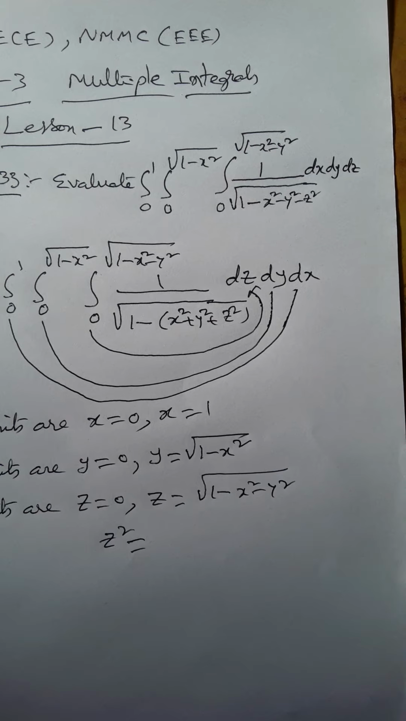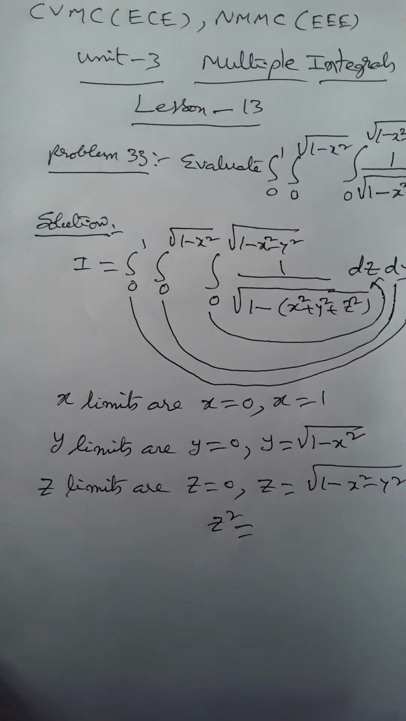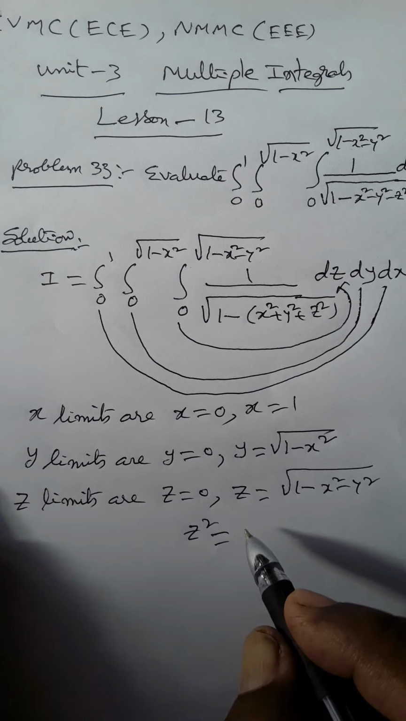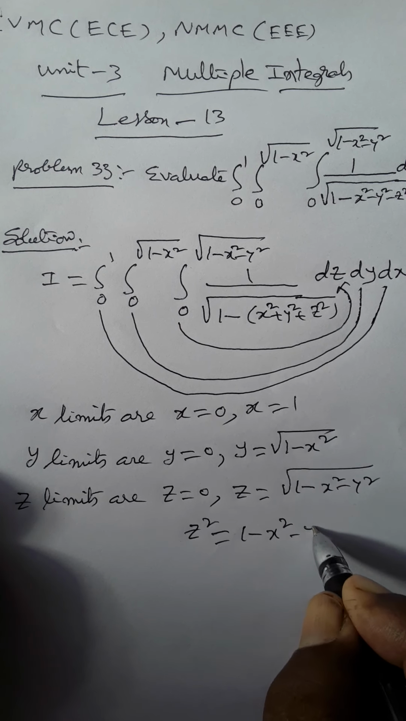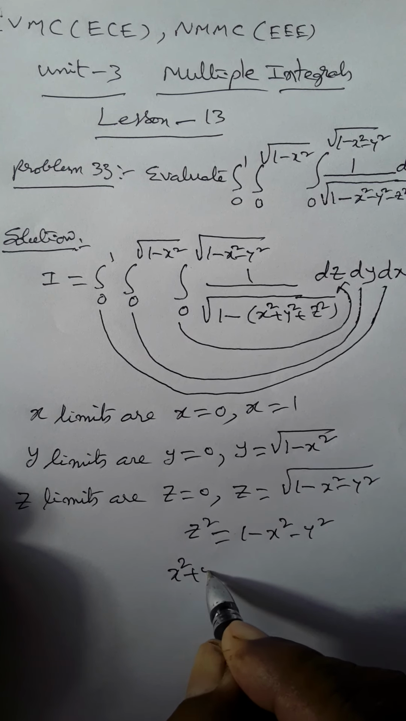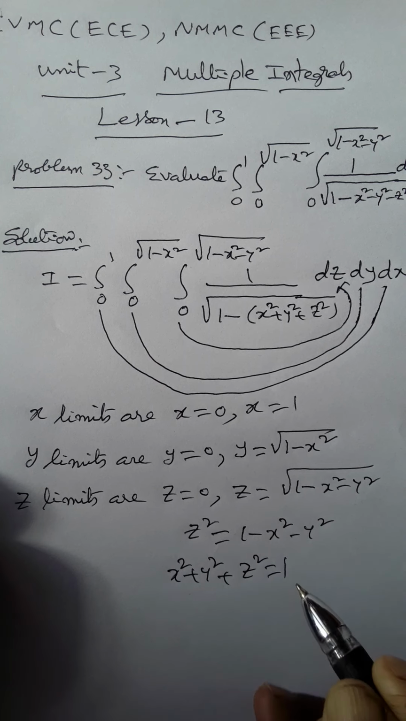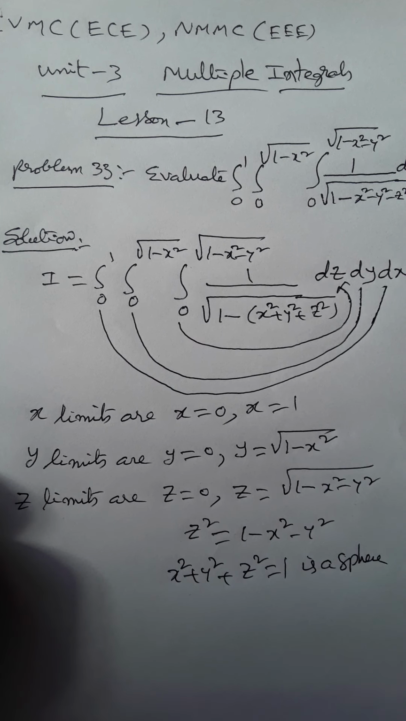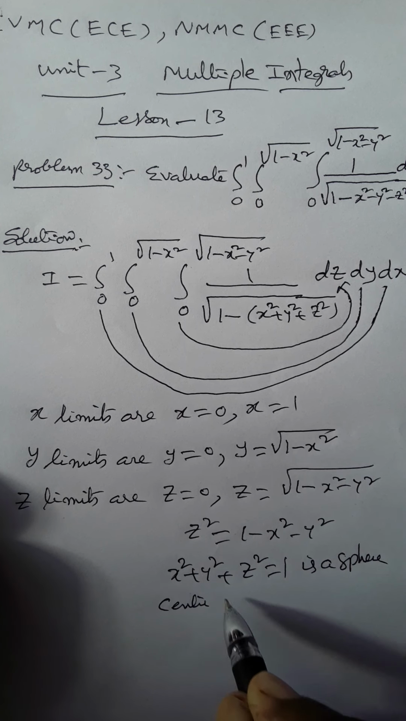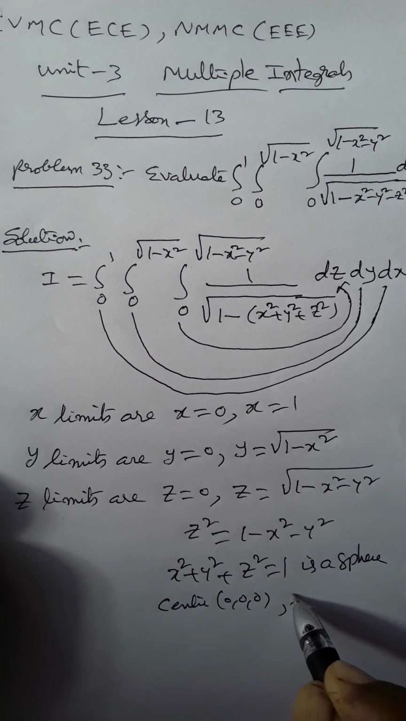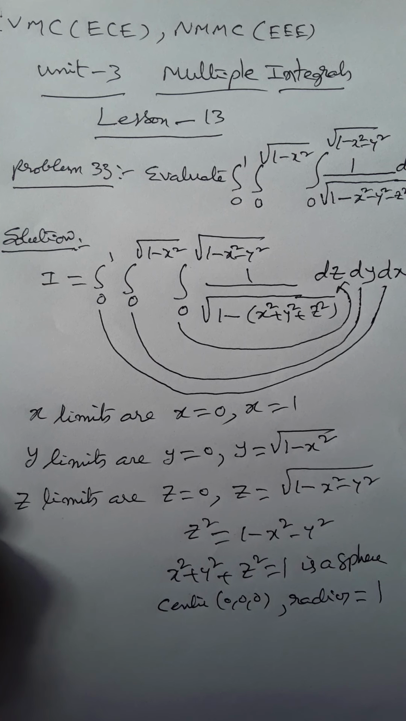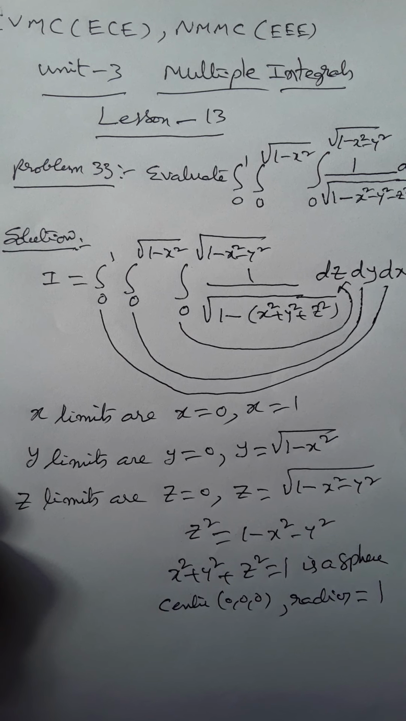Squaring on both sides, 1 minus x square minus y square, we get x square plus y square plus z square is equal to 1. This is a sphere with center 0 0 0 and radius 1. So use spherical polar coordinates.